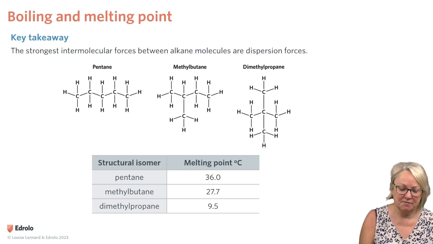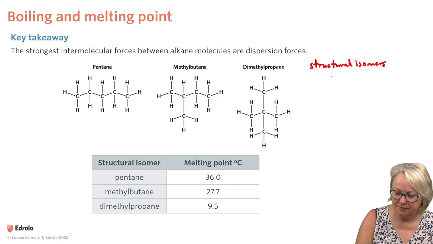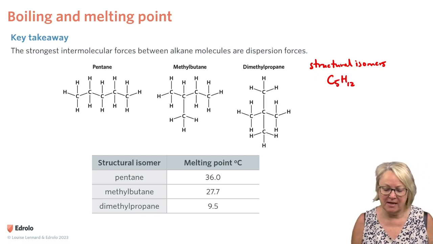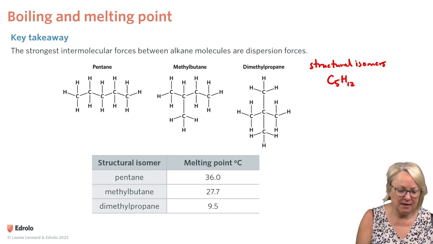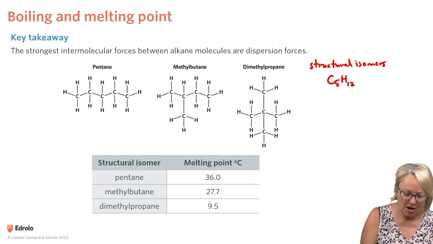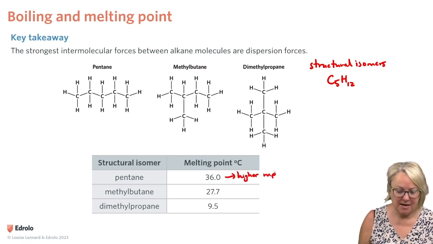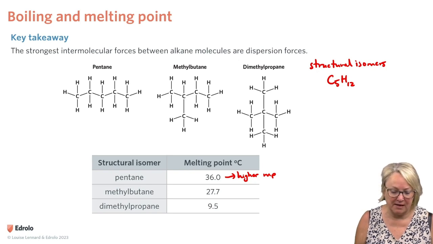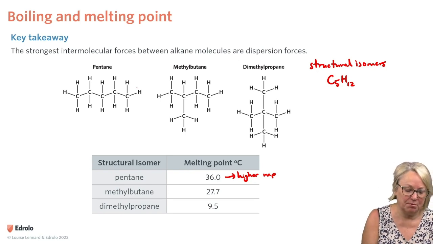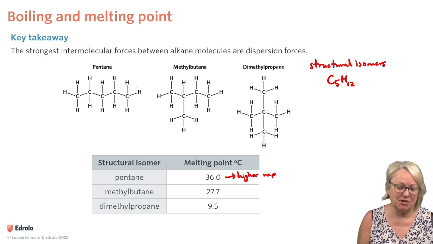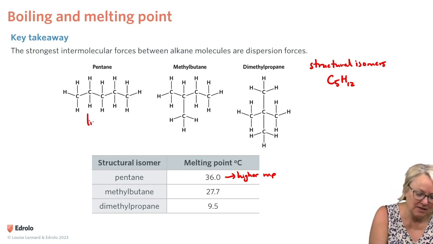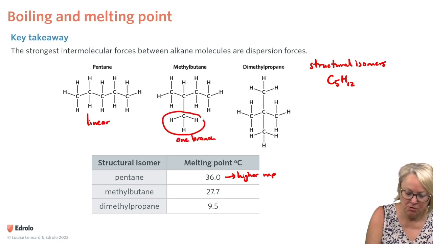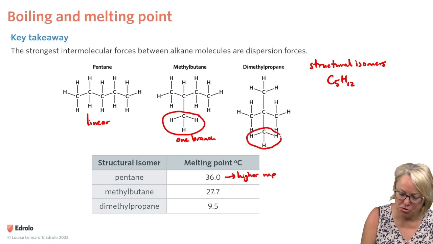And here we can have some structural isomers of C5H12. We can have pentane, methylbutane, and dimethylpropane. Now, pentane has got a higher melting point than methylbutane, which has a higher melting point than dimethylpropane. And it all comes down to the shape of the molecule, because these are structural isomers. This is a linear shape. This has got one branch, one methyl group, and this one has got 2 branches.